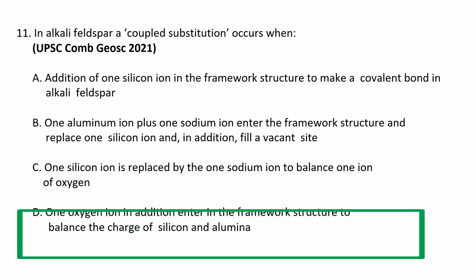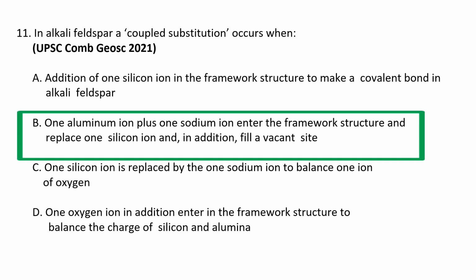So the correct answer is: a coupled substitution occurs when one aluminum ion plus one sodium ion enter the framework structure and replace one silicon ion, and in addition they fill a vacant site. For instance, when a plagioclase feldspar solid solution series forms in passing from albite, that is NaAlSi3O8, to anorthite, that is CaAl2Si2O8, aluminium 3+ replaces silicon 4+, and this leaves a negative charge that is balanced by the coupled substitution of calcium for sodium, that is Ca2+ for Na+. So B is the correct option.